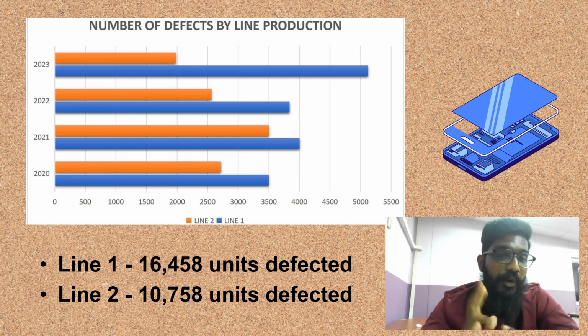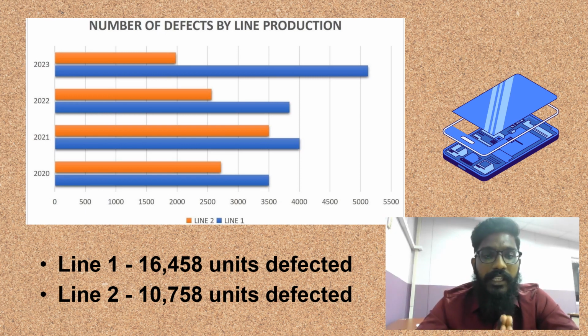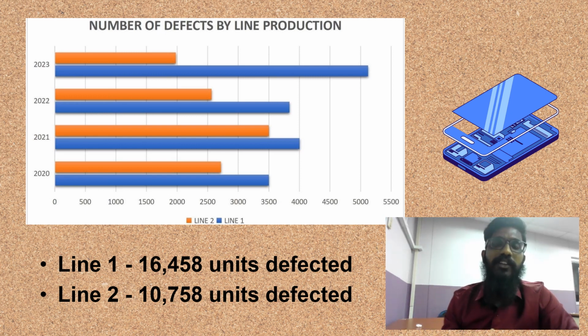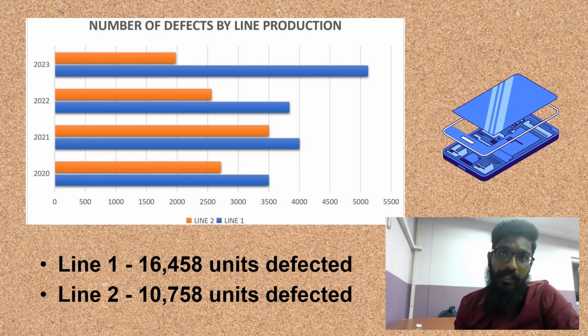Okay, there are two production lines for United Electronic Innovation Center that produce smartphones from the year 2020 to year 2023. In the year 2020, there are under 50,000 units of smartphones produced, where 3,500 units from line 1 are defective, while line 2 has 2,716 units defective. In the year 2021, out of 148,000 units of smartphones, 4,000 units and 3,500 units are defective from line 1 and line 2 respectively.